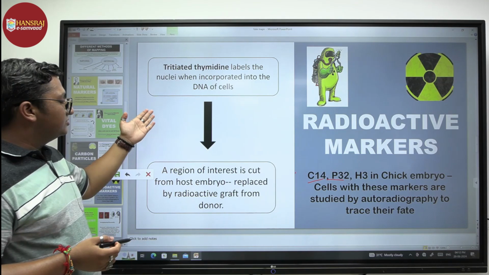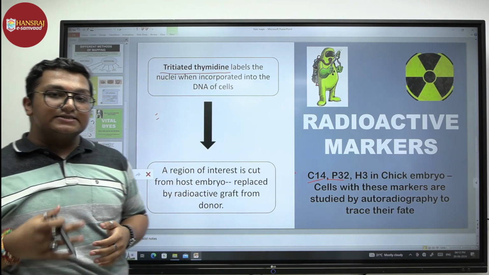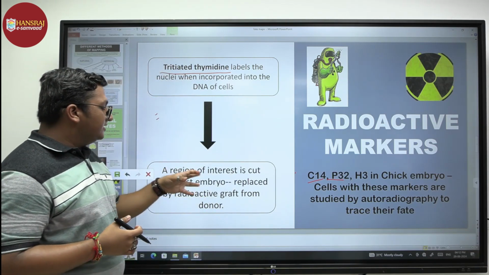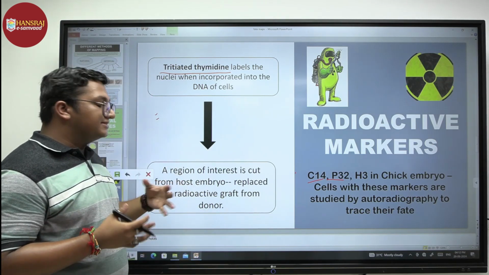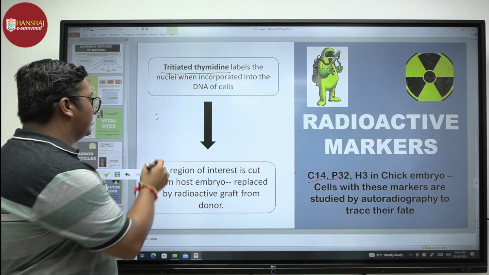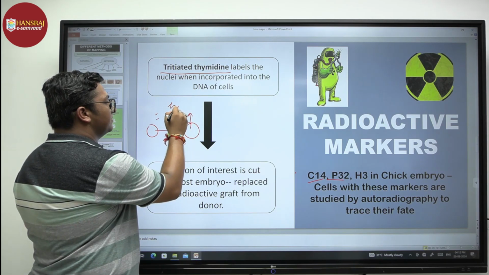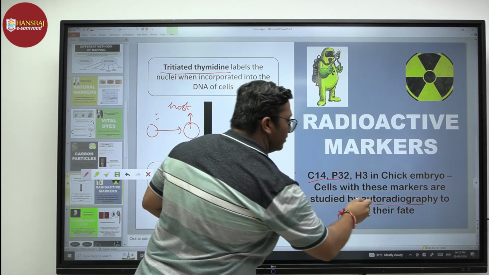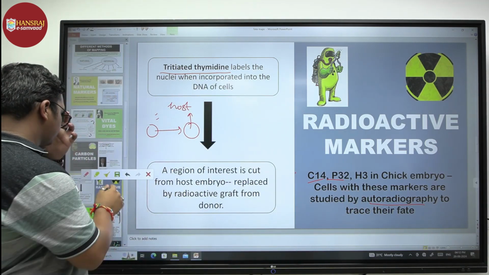I have also mentioned here that tritiated thymidine labels the nuclei. When it is incorporated into the DNA of the cells, it labels the nuclei, and a region of interest is cut from the host and replaced by a radioactive graft. Like we have prepared a radioactive graft and we have put it in a host embryo. This is a host embryo, and by the method of autoradiography, we can trace all the cell movements and we can make a fate map out of it.